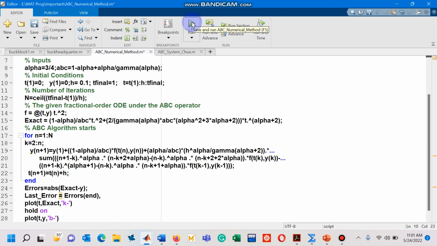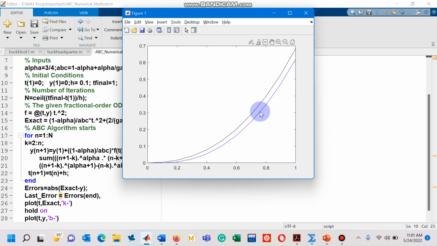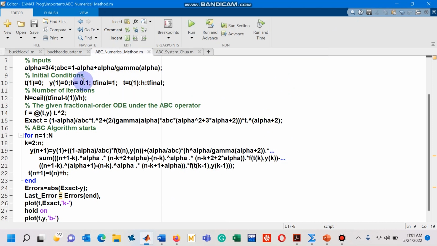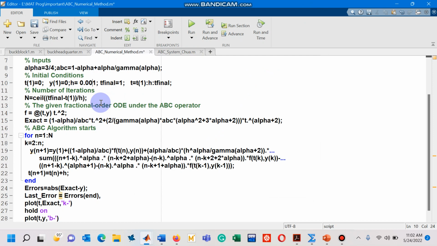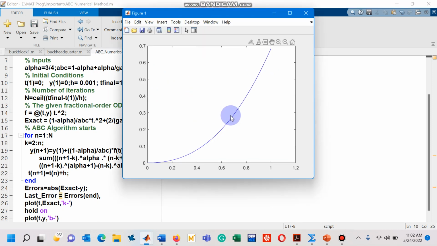Let's run this script to see the picture, and you can see that the black color is the curve for the exact solution, whereas the blue curve is the curve of the approximations that we have obtained by that numerical scheme. Now let me reduce the step size to 0.01 and run the script again, and now you can see that it is hard to find both the curves, so somehow they are overlapping. Now if I decrease the step size further, it will become harder to identify both the curves. So now both the curves are coinciding, they agree with each other very well.